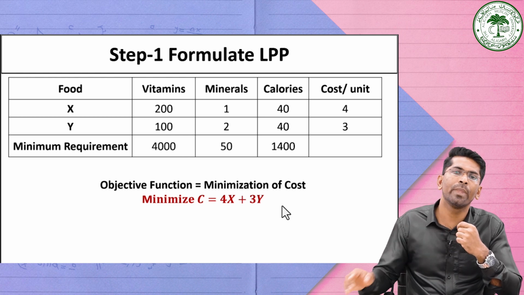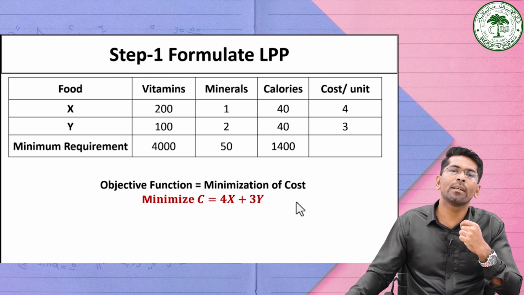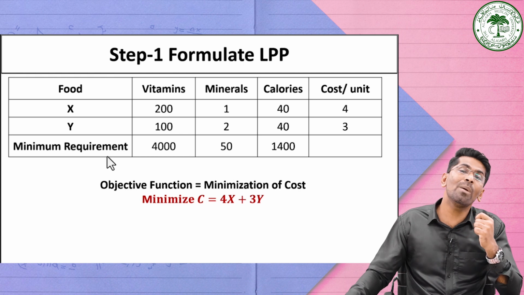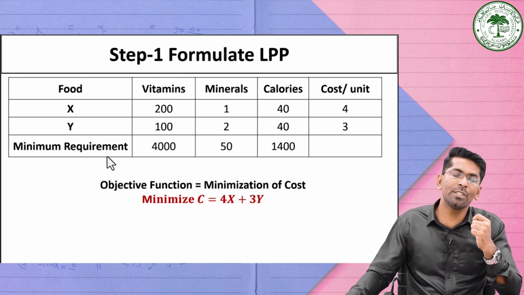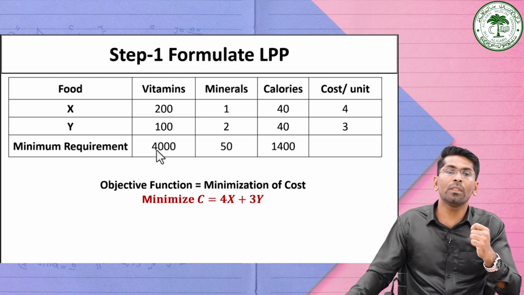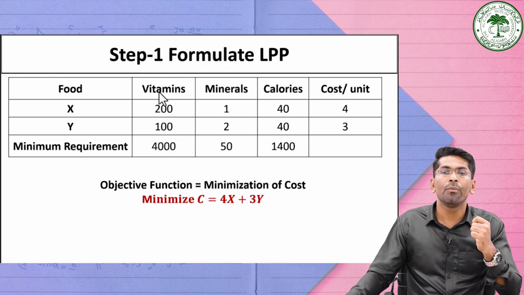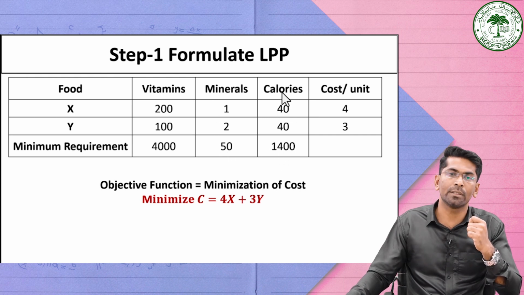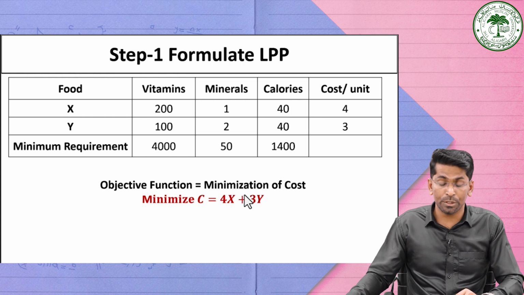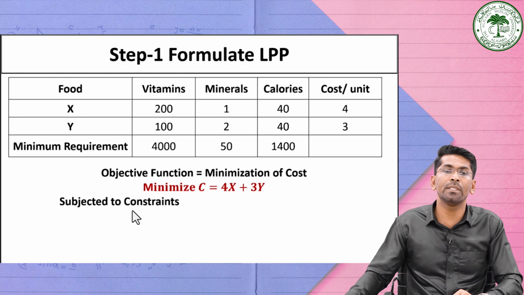After identifying the objective function, the next step is to identify our constraints. What are our constraints? Vitamin, mineral and calories are our constraints, where we have a minimum requirement. He has a minimum requirement of 4000 vitamins, 50 minerals and 1400 calories. By using this information, we are going to frame the constraints subject to the given objective.